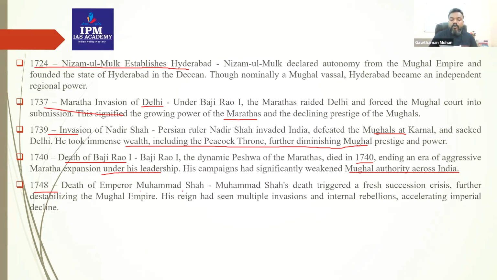Now, 1748, the death of Emperor Muhammad Shah. Muhammad Shah's death triggered a fresh succession crisis, further destabilizing the Mughal Empire. His reign had seen multiple invasions and internal rebellions, accelerating the imperial decline. So, after the Aurangzeb time period, it was actually a disintegration for the entire Mughal period. The Mughal Empire got really disintegrated. They were weakened at all levels.